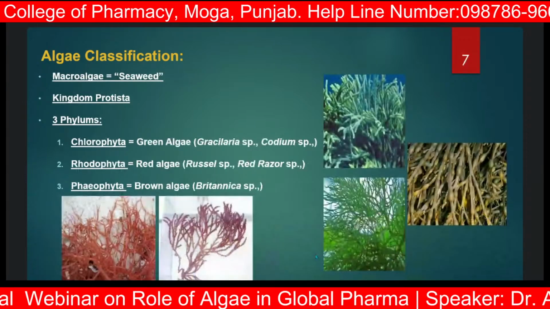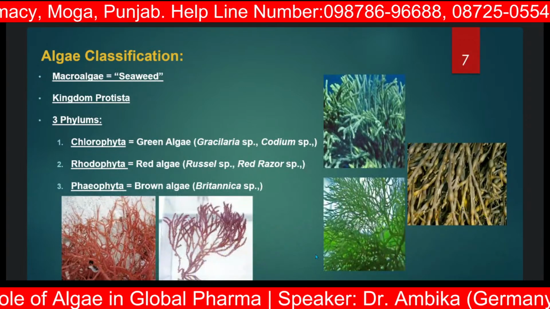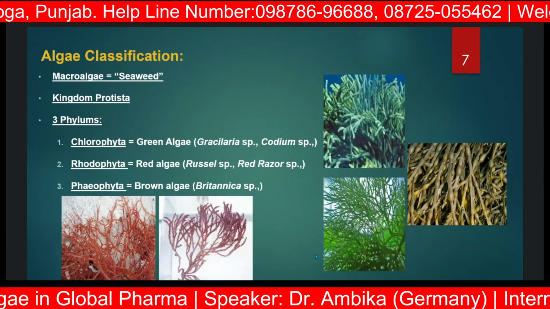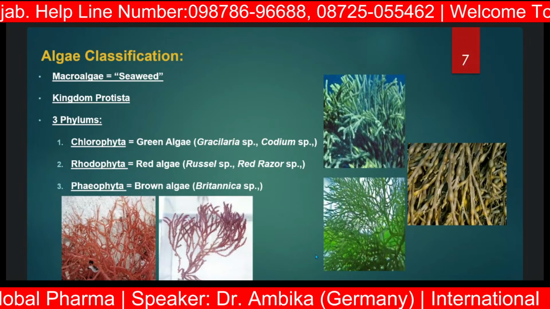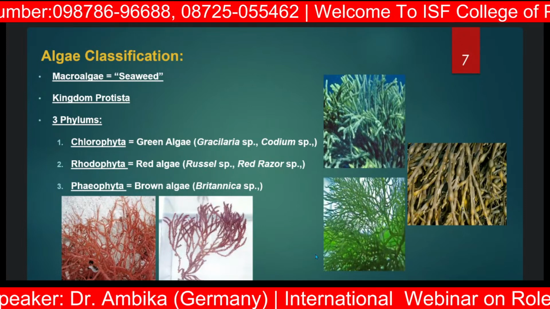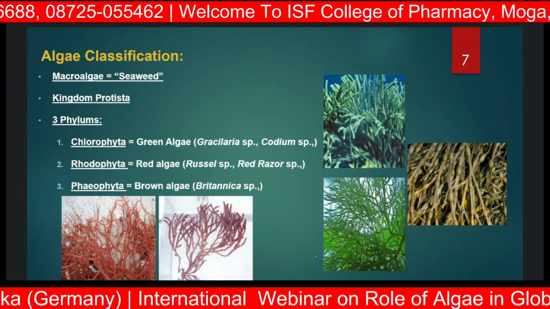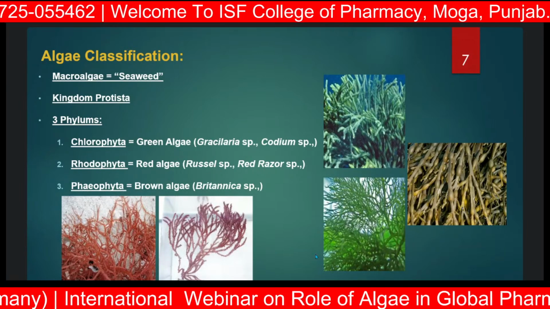Another part of classification is macroalgae, that is seaweed, which also comes under Protista, and has 3 phyla: Chlorophyta, Rhodophyta, and Phaeophyta. On the basis of the pigments, or color, it has been classified. Chloro is nothing but green algae. Rhodo is nothing but red algae. Phaeophyta is nothing but brown algae.